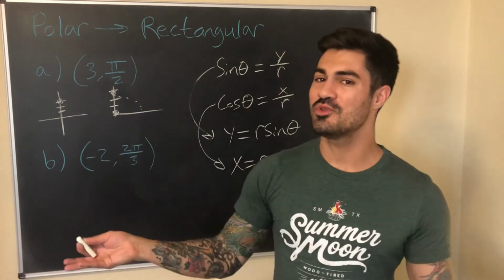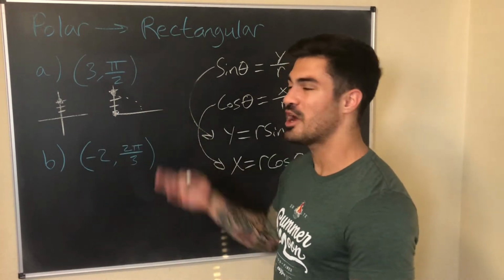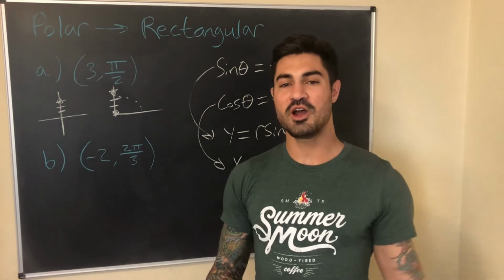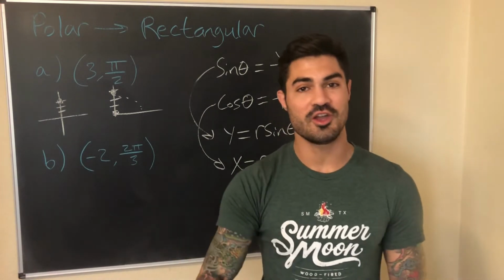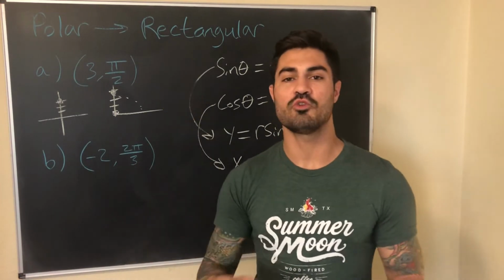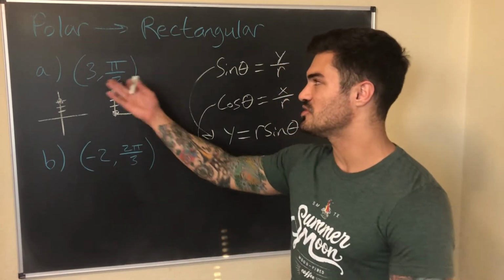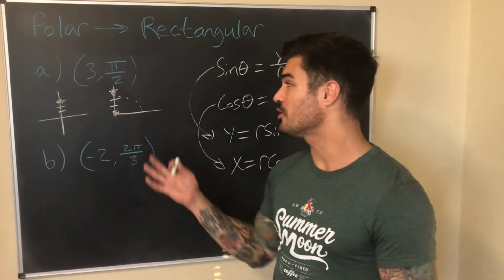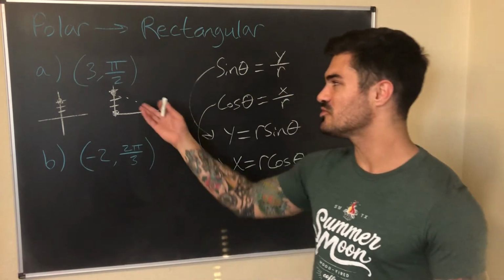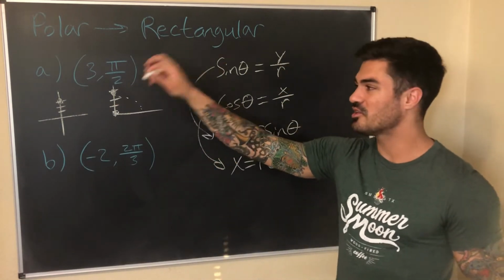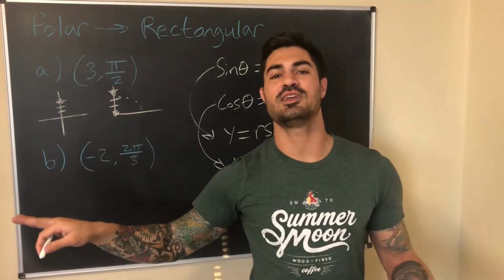So which angles will do that? Well, multiples of pi over 2. So pi over 2, pi, 3 pi over 2, 2 pi, etc. You can go the opposite direction. Those kind of angles are really easy to deal with. We can simply sketch the polar coordinate in the polar coordinate system, do a quick sketch, plot the point, and clearly see what it's going to be in rectangular coordinates.